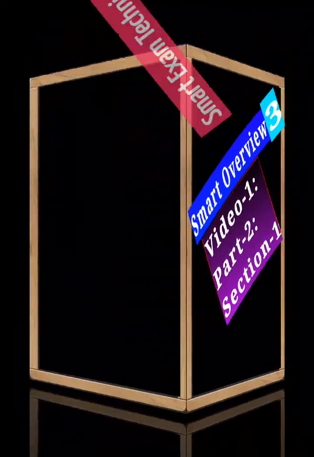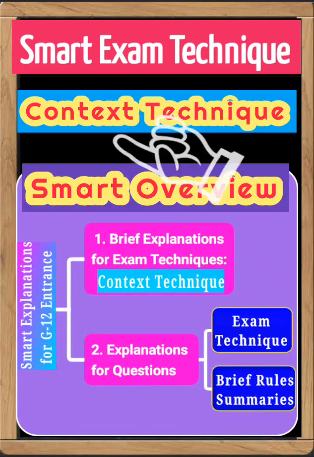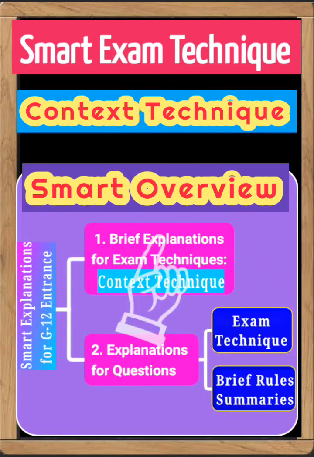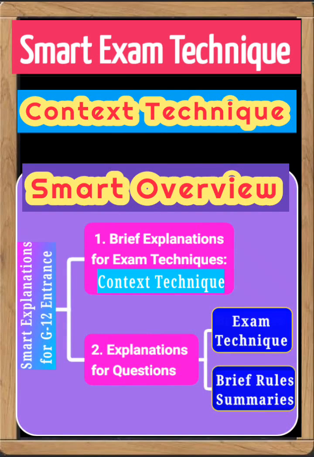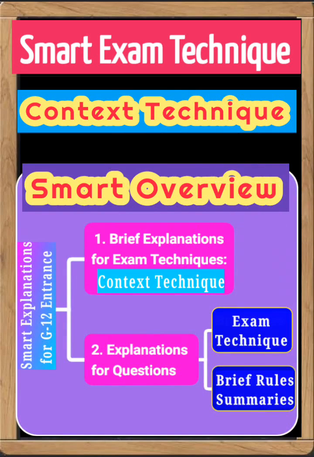As an overview, as you can see on the screen, this part has two sections. The first one is a brief explanation of the exam technique, that is context technique. After that, the explanation for questions. This part, as you can see on the screen, has two parts. The first one is exam technique and the second one is brief rule summaries.